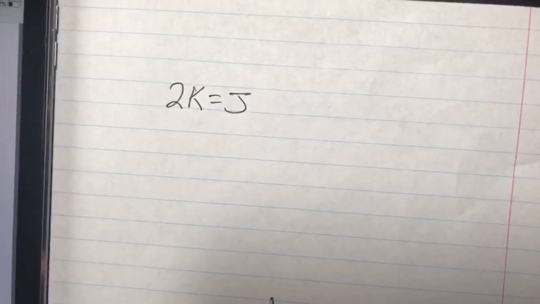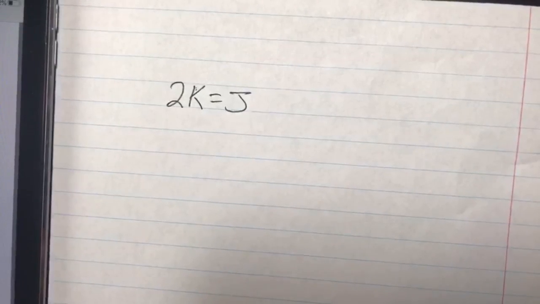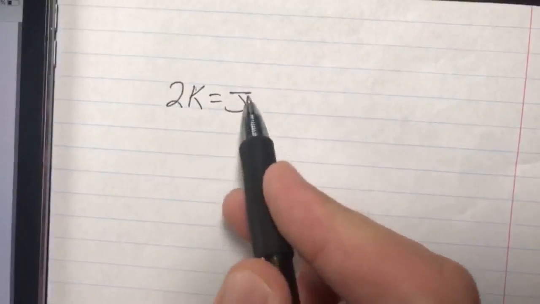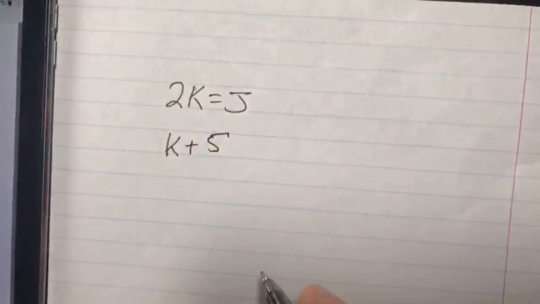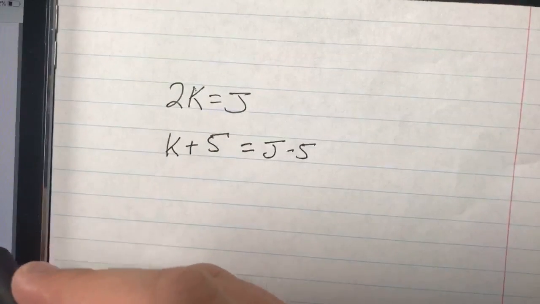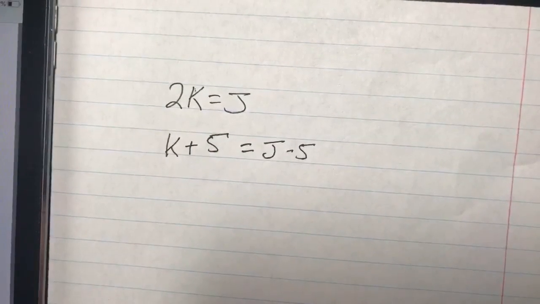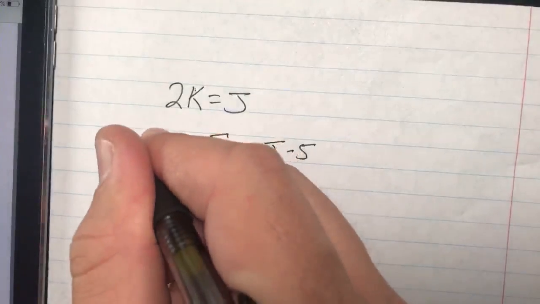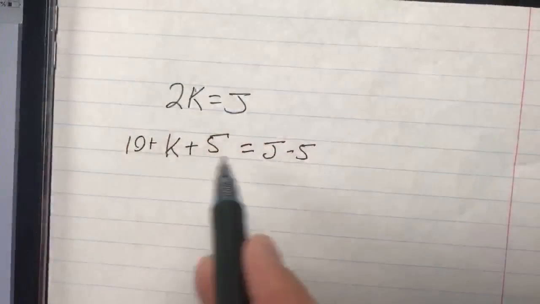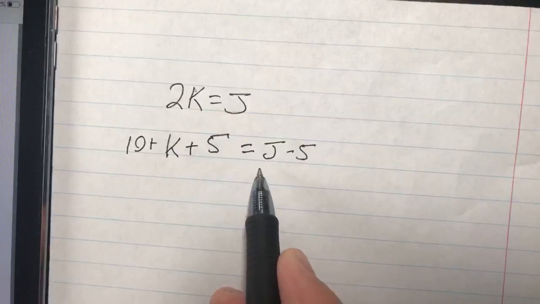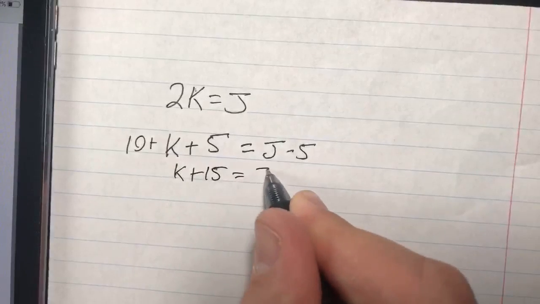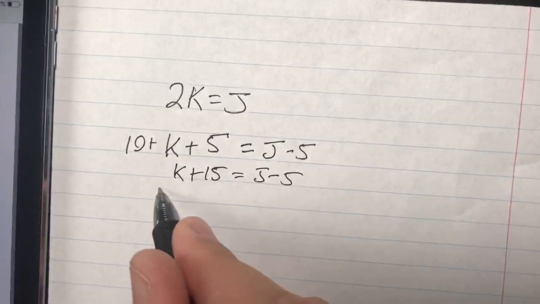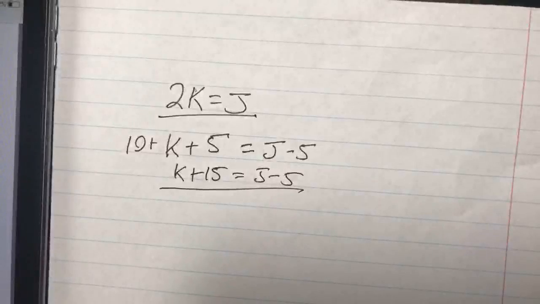But then they say Jenny gives Kiko 5 marbles. She still has 10 more. So this is no longer true. She's gonna give Kiko 5 marbles, but she still has 10 more marbles than Kiko. So he needs 10 more on this side for it to be equal, right? So now we can play our game here. We got K plus 15 equals J minus 5. So here are 2 equations that we need to play with.